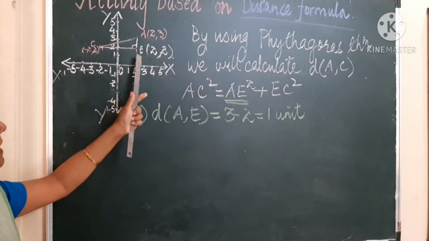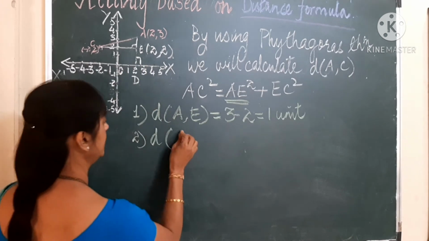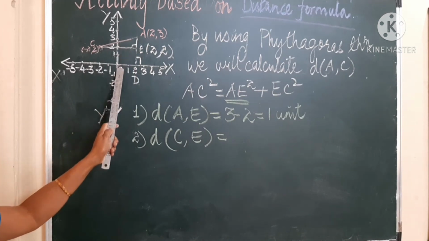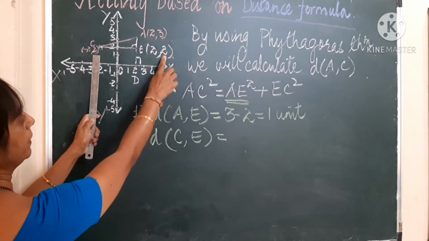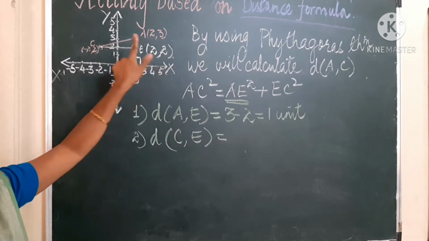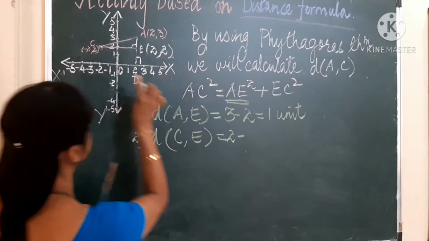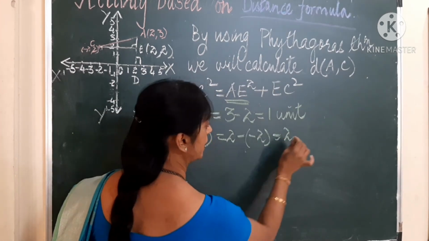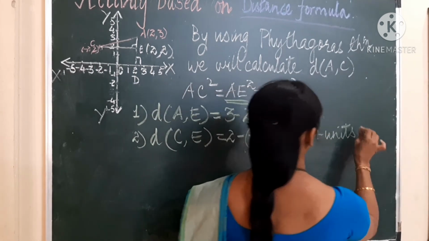Let's calculate distance EC or CE. Again children, if we see CE, it is parallel towards your x-axis. So what happens in this case? Your y coordinate remains the same. So we just take the difference of your x coordinates. Larger coordinate minus the smaller x coordinate, that is 2 minus of the smaller coordinate, that is minus 2. So 2 minus into minus gives me plus, which is equal to 4 units.